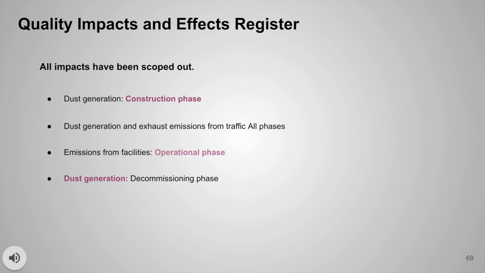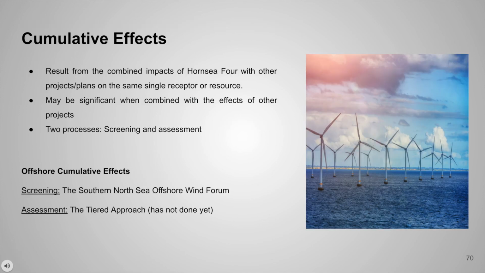For the air quality impacts and effects register, all the impacts have been scoped out. There are dust generation, exhaust emissions from facilities, and dust generation in the decommissioning phase. In the cumulative effects, projects, plans and proposals with which Hornsea 4 may have cumulative effects have been provisionally identified and screened. These effects are identified as those effects on a receptor that may arise when the development is considered together with other existing or approved projects.